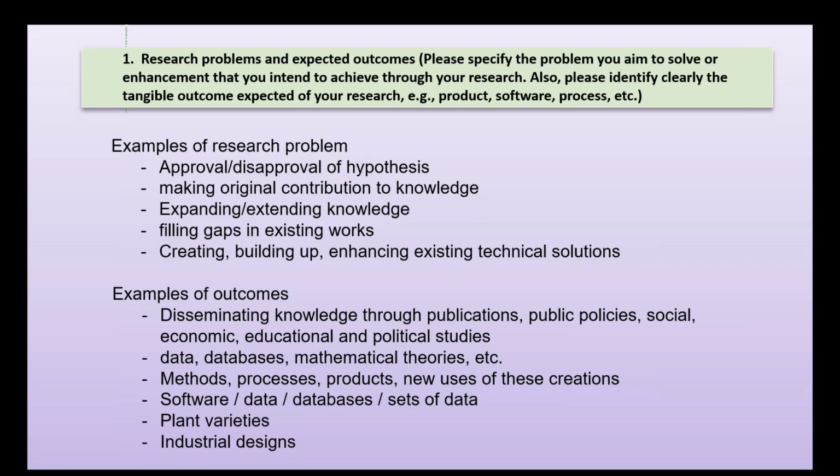So you can have, as you can see, a variety of expected outcomes. They can be data or databases, methods, processes, products, new uses of these creations, software, sets of data. They can also be plant varieties or industrial designs. The most important thing is that you need to identify what the tangible outcomes are. Building capacity can also be an outcome, but we are not interested in that in this particular section.